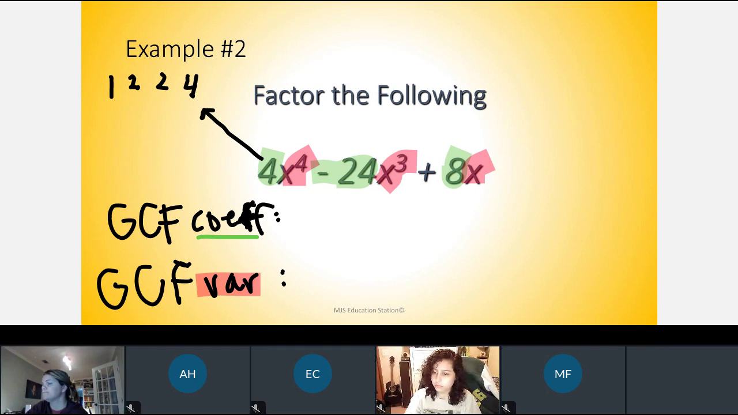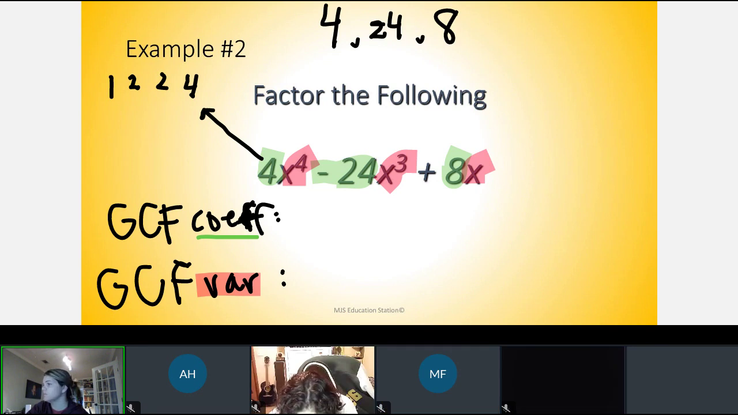Our coefficients, the only numbers that I can multiply together to get 4. Coefficients are numbers in front of variables. So 4, negative 24, and 8. Those are our coefficients for this problem. The only numbers I can multiply to get 4 are 1 times 4 or 2 times 2. So I asked myself, can I divide every single one of these numbers, 4, 24, and 8, by 1? Yes, of course. So far, 1 is my GCF.